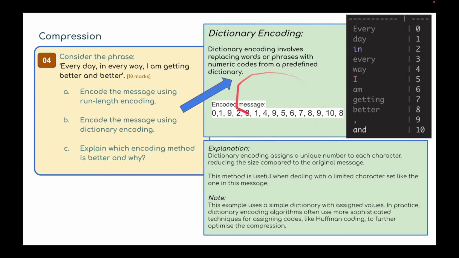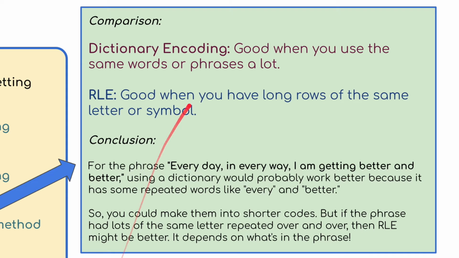Okay, so I think we've established which one's better, but I'm just going to go into a little bit more detail on this. Okay, so dictionary encoding, what is it? It's good when you use the same word or phrases a lot. Okay, RLE, good when you have long rows of the same letter or symbol. So to conclude, for the phrase "every day in every way I'm getting better and better", using a dictionary would probably work better because it has some repeated words like every and better.